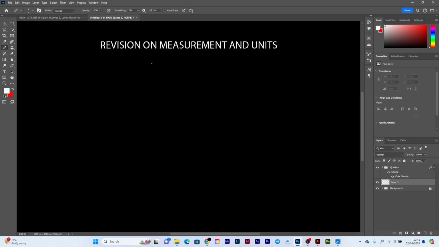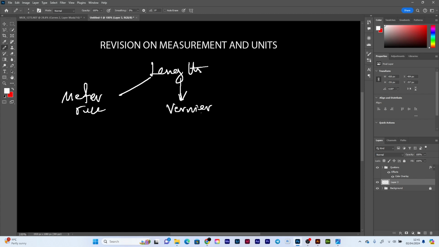So let's see. When you talk about length, that is, instruments used in measuring length, we have meter rule, we have vernier caliper, and we have micrometer screw gauge. You see, these three instruments, we use them to measure anything called length.